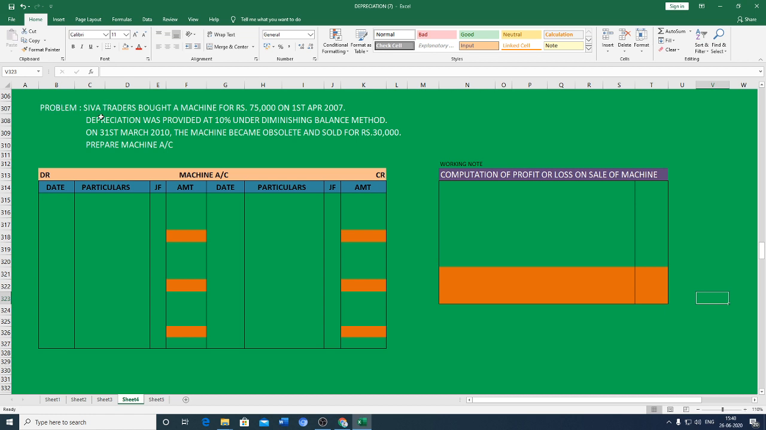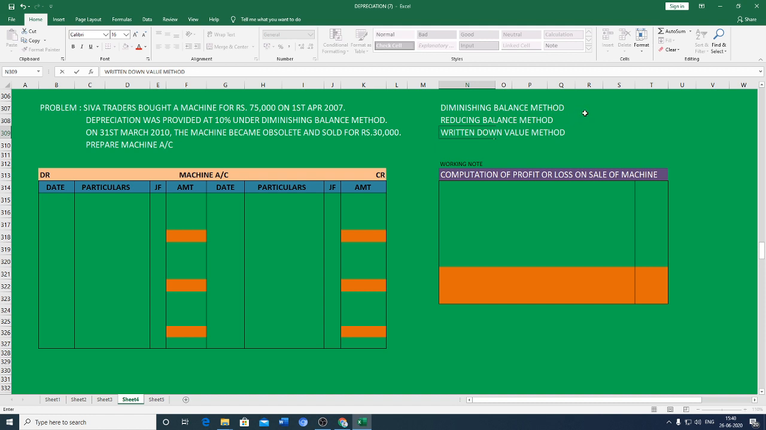Right now, in this video I am going to explain one more method, the second method of calculating depreciation. That method is called the diminishing balance method. It can also be called the reducing balance method, and also the written down value method. So these are the three different names given for this particular method.